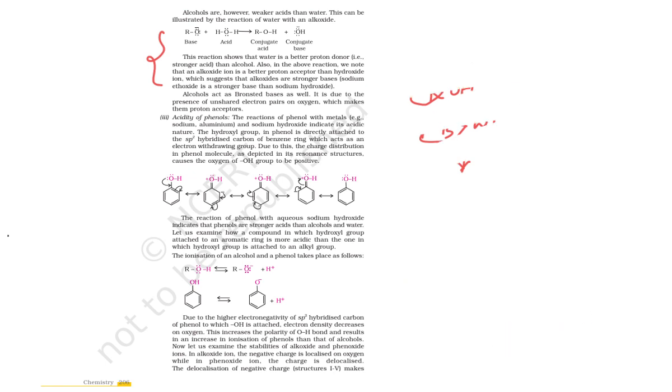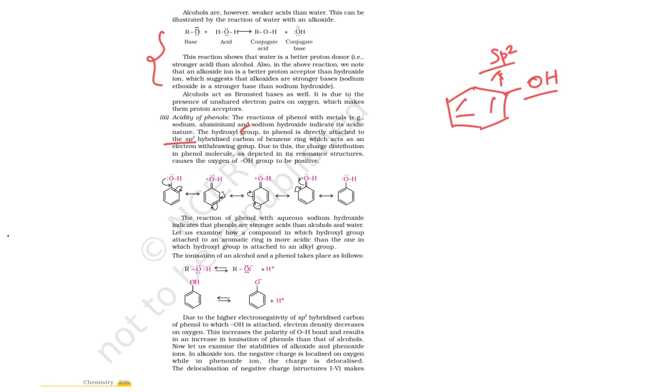So next one, acidity of phenol. The reaction of phenol with metals like sodium, aluminium, and with sodium hydroxide indicates its acidic nature, because at that time there is a replacement of hydrogen from the alcohol, right? So hydrogen gets removed. The hydroxyl group in phenol is directly attached to an sp2 hybridized carbon. All carbons are sp2 hybridized, so the OH is connected with an sp2 hybridized carbon, right?